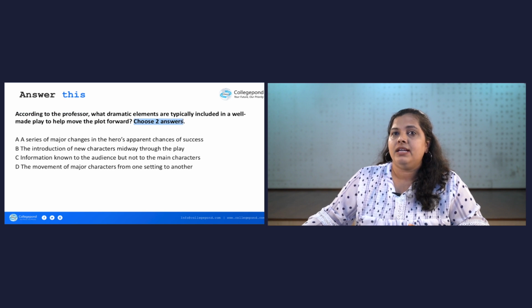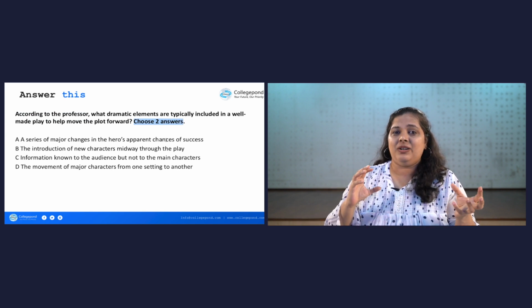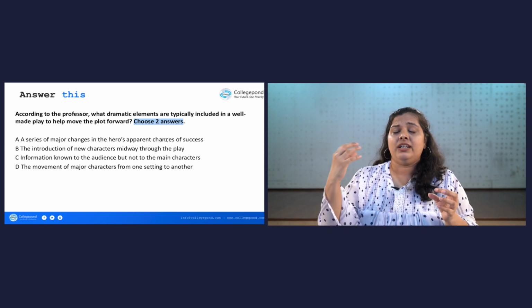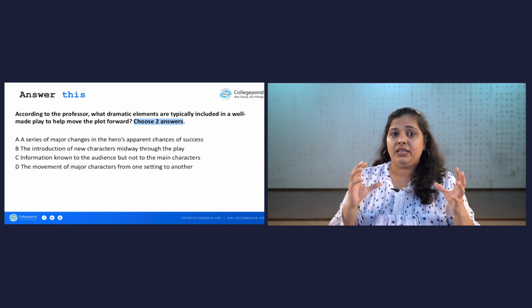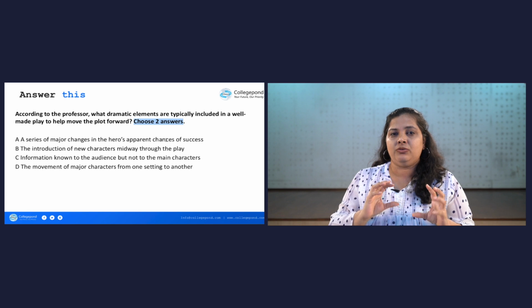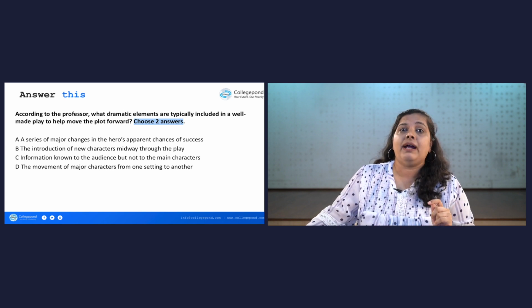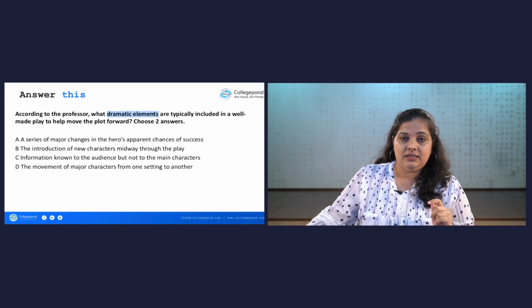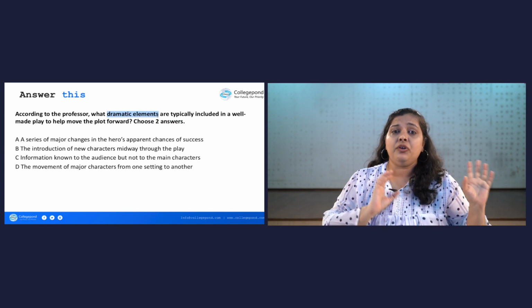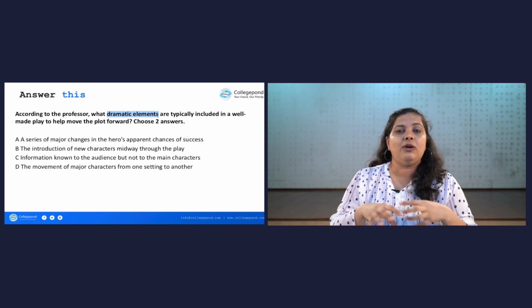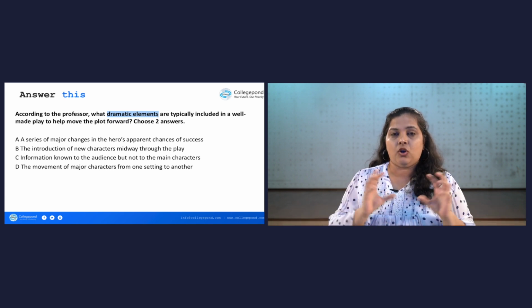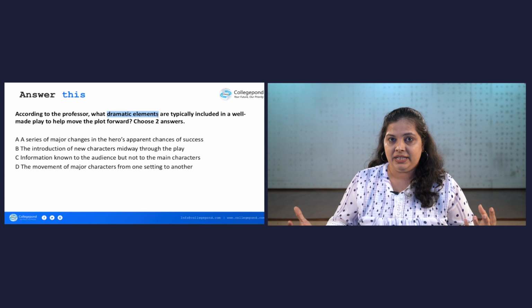"Choose two answers" should tell you that now you're supposed to connect different parts, and maybe those two parts will be related to the same thing that they are talking about. In the question, they're talking about dramatic elements, right? And if you heard the file right, they were talking about different dramatic elements. They were talking about the different parts of a play.